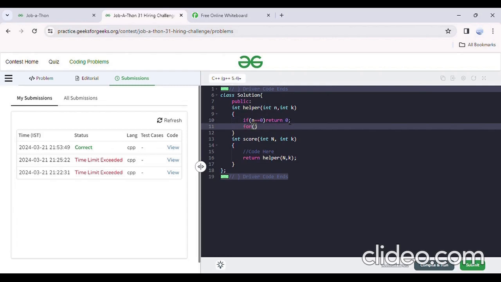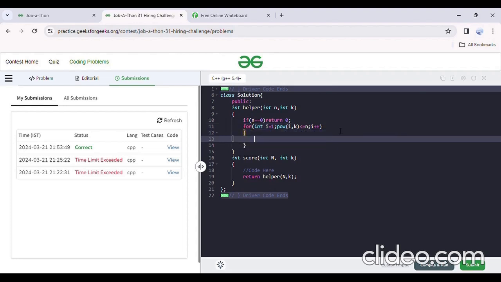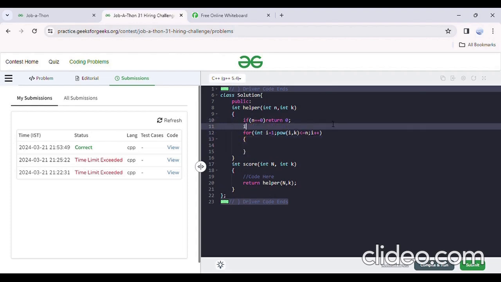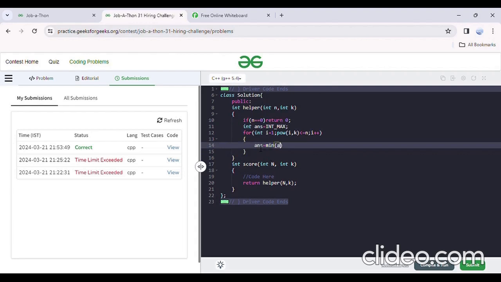Here i may be anything, k may be anything. I am checking power of i comma k is less than or equal to n, and doing i plus plus. Now I am taking one max variable, int answer is equal to INT_MAX. Now answer is equal to min of answer comma 1 plus, here I am taking one temporary variable.